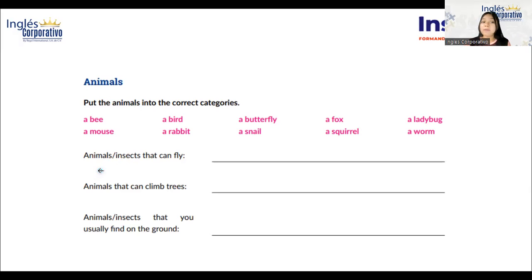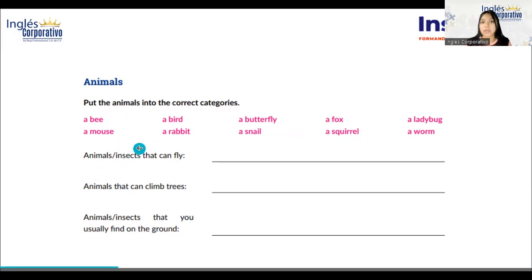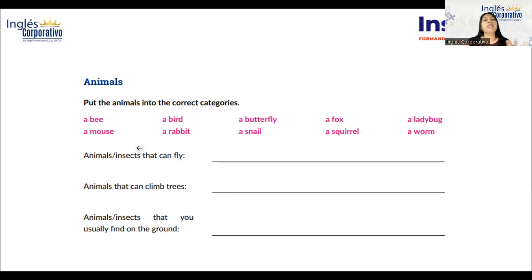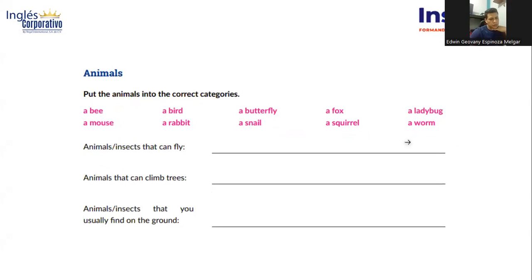So guys, let me ask you, okay? We need to put the animals into the correct categories. So tell me from this list, de esta lista que tenemos aquí, tenemos que colocarlos en la categoría correcta, okay? So guys, tell me the animals or insects that can fly from this. A bee, a bird, a butterfly, a ladybug. Perfect.